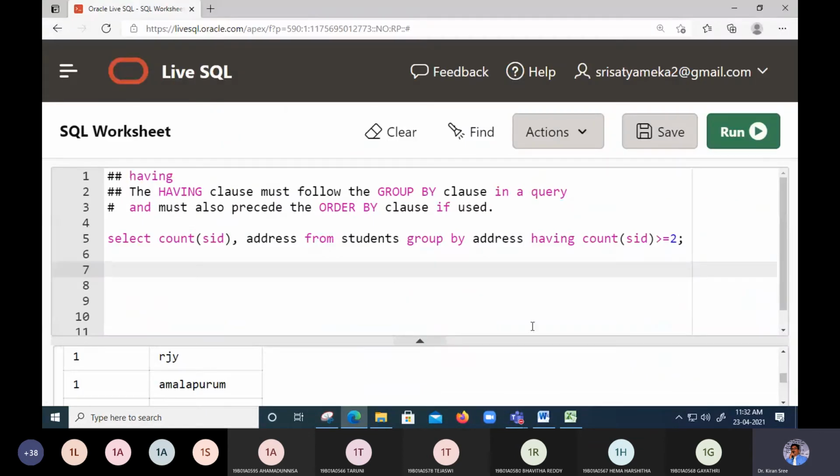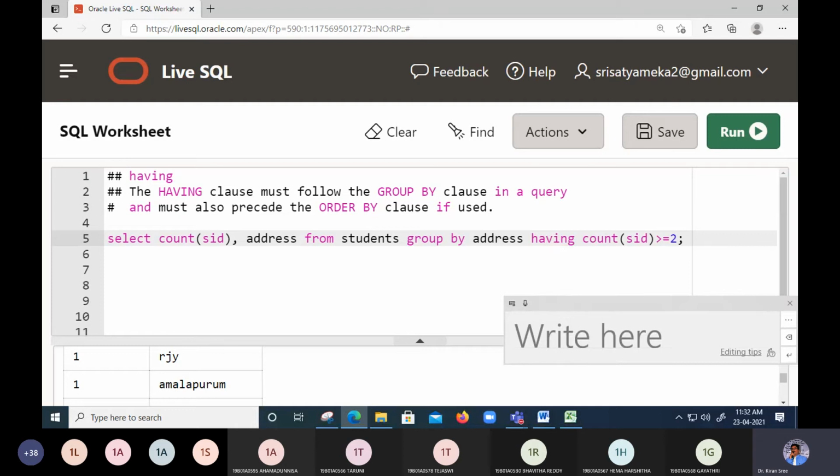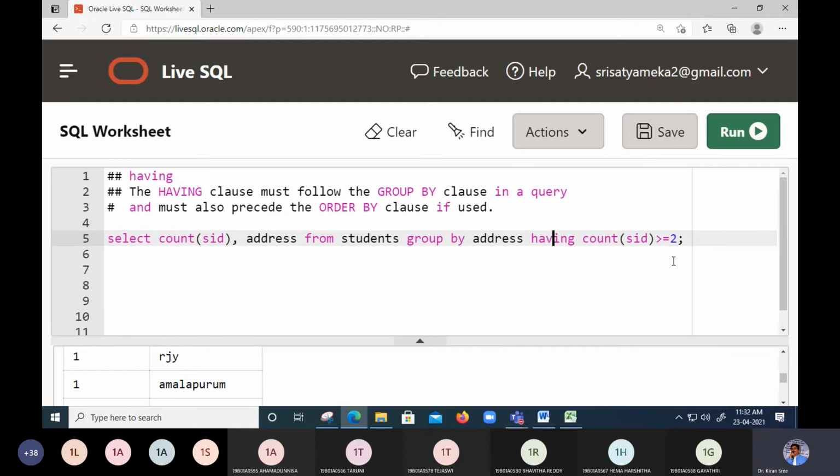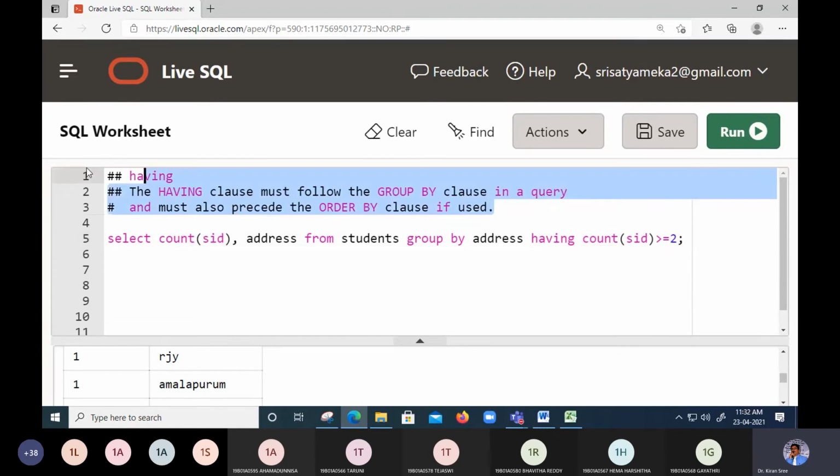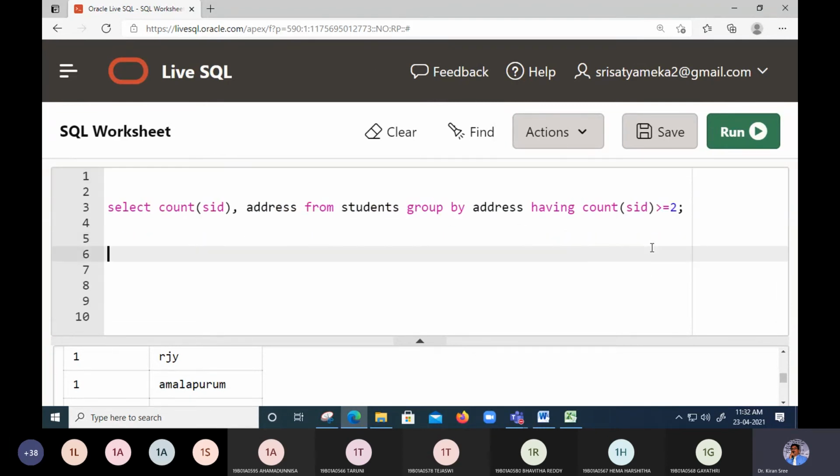So how can I get it? I can get it with select count of SID, address from student, group by addresses. I am making a grouping on addresses, and I am putting a having condition, having count greater than or equal to 2. Now let us execute the query and see what answer we are going to get.